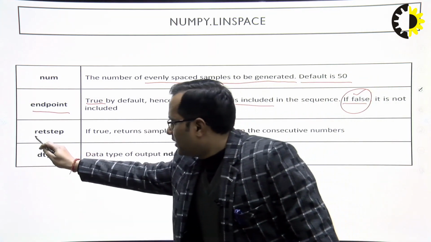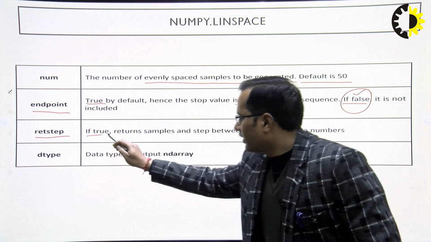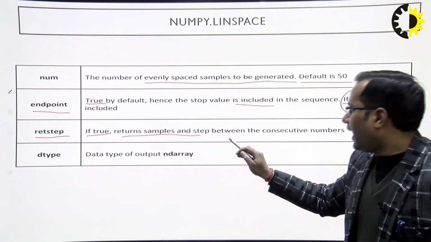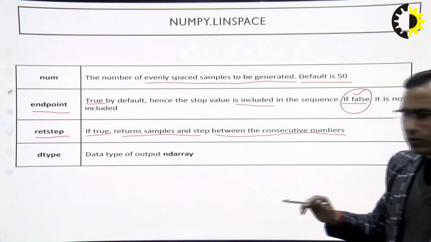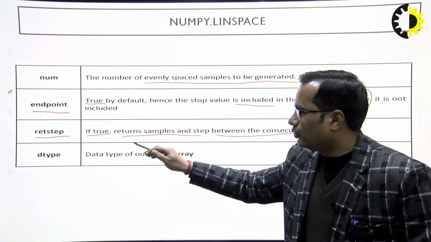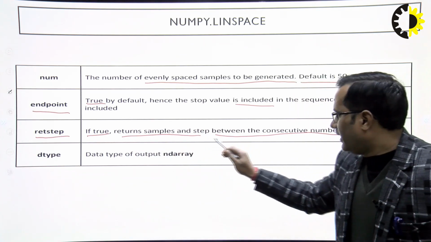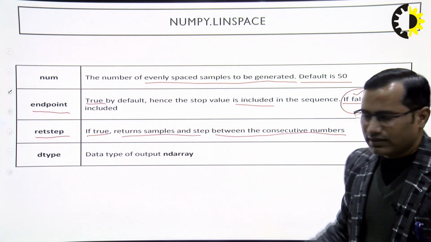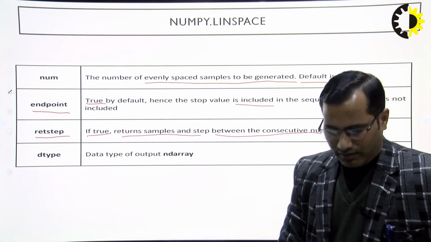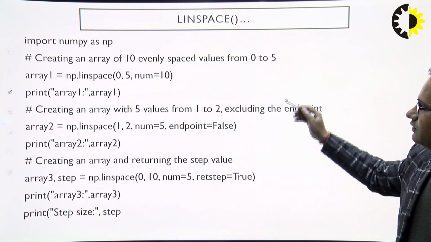What is the retstep? It means return step. If it is true, it returns the samples and the step between the consecutive numbers. If we have provided the value true for this parameter, it will return the samples and the step between the consecutive numbers. And the dtype parameter is the data type for the array objects.